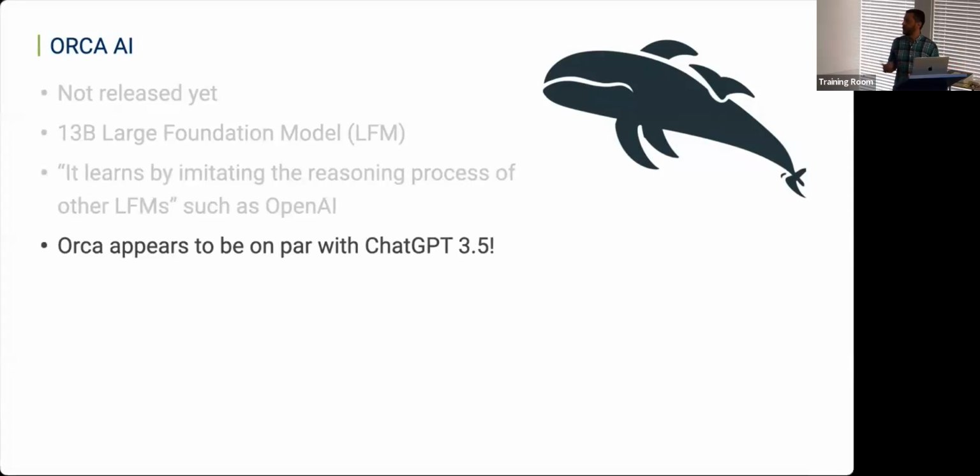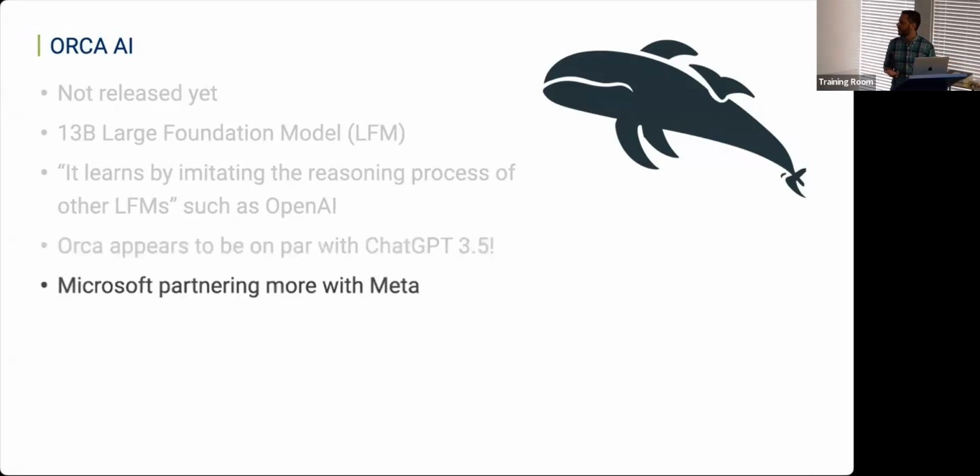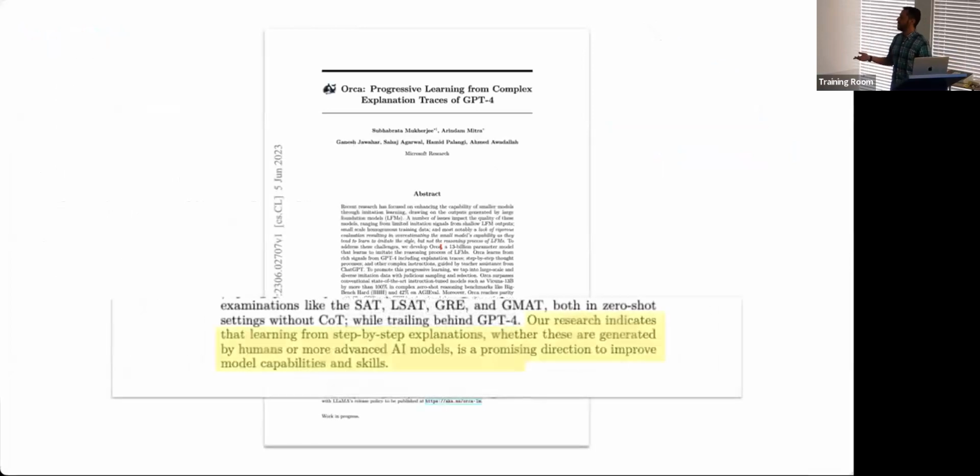Orca also appears to be on par with ChatGPT 3.5, and I can say that based on just some tests that I do see that as well. And again, keep in mind, this is all local. We're not reaching out to an integration. Another thing that's happening is Microsoft's partnering more with Meta, which is, of course, interesting. One of the things that it talks about here is explanation training, again, what we were talking about, which is step-by-step explanations versus just doing more prompt-based response on the fine-tuning.